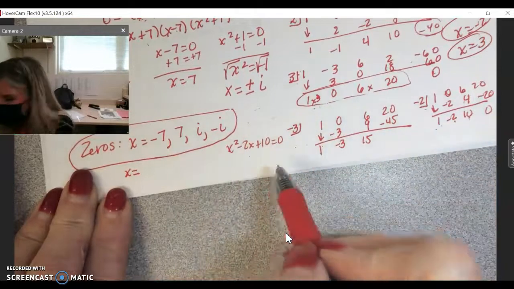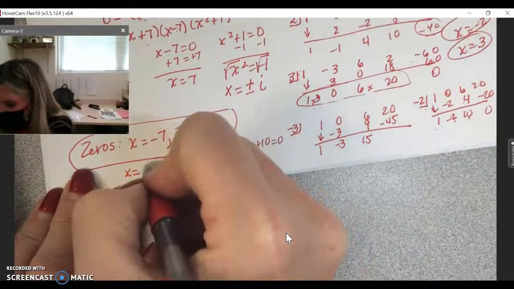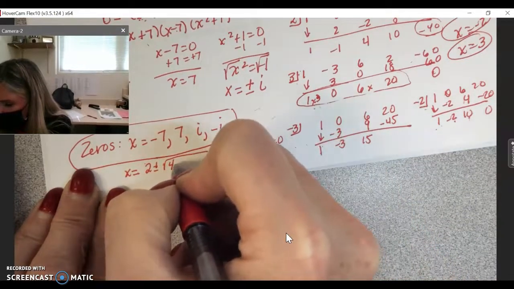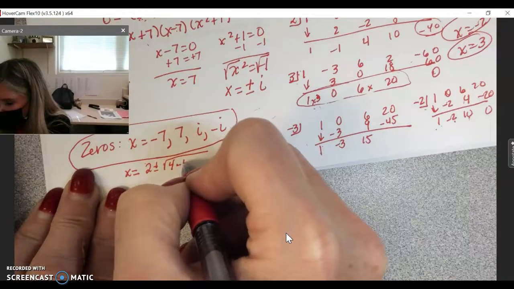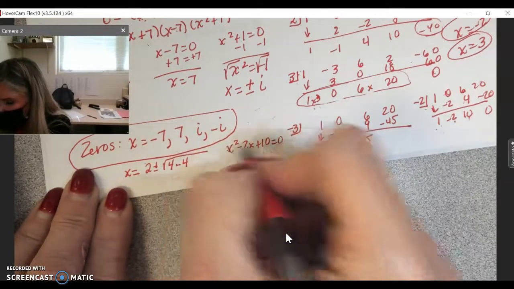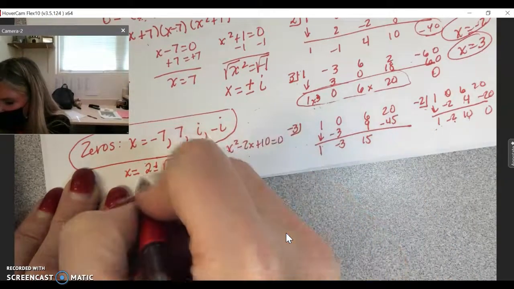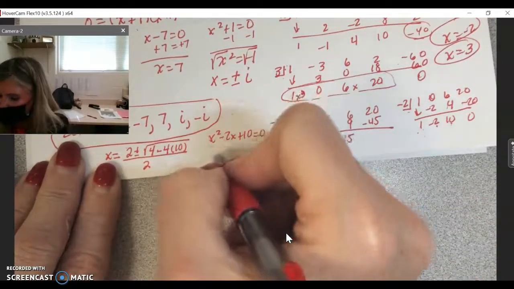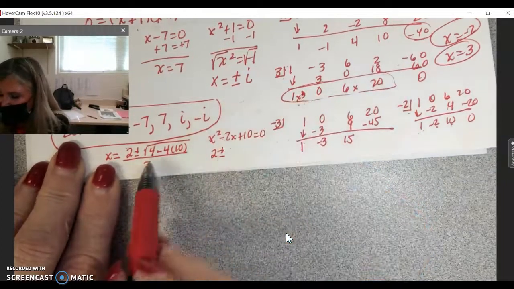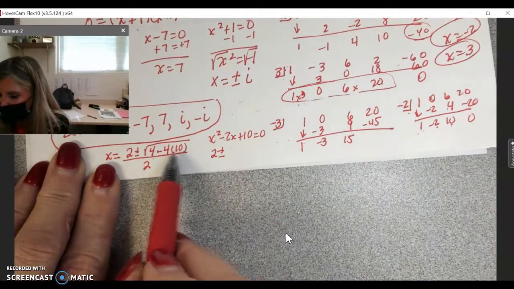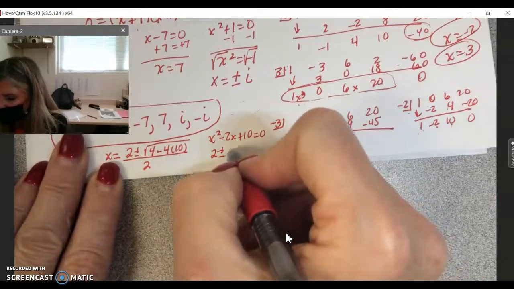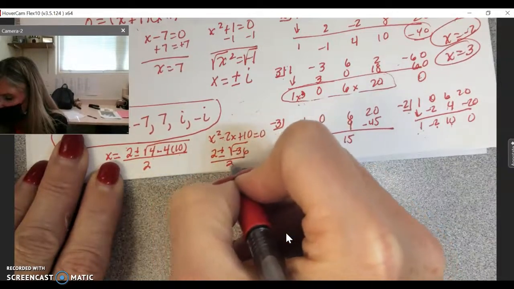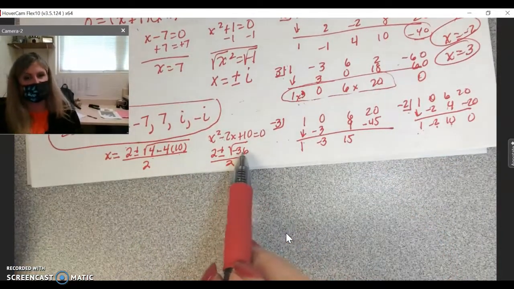So I'm going to do x equals negative b, which is 2, plus or minus square root b squared, which is 4. So b squared minus 4 times a, which is 1, times c, which is 10, all over 2a. So I'm going to have 2 plus or minus, what's 4 minus 40? Negative 36, all over 2. Now, what's the square root of negative 36?